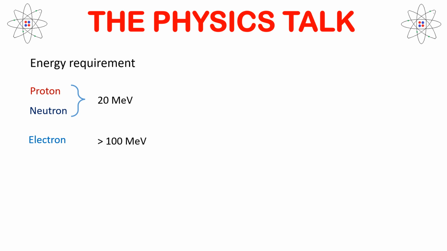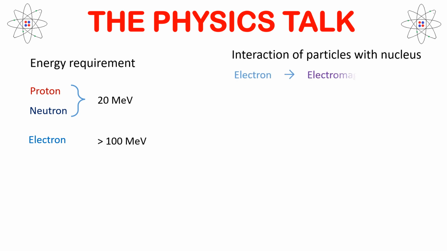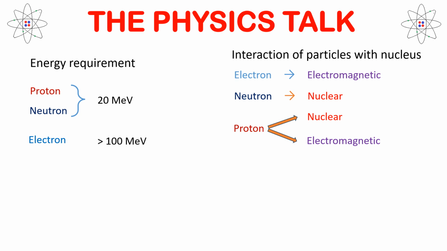Even then, electrons have one great advantage over protons and neutrons as probing particles. That is, electrons interact with the nucleus through electromagnetic interaction, which is very well known, whereas neutron interacts with the nucleus through nuclear interaction, which is more complicated, and proton interacts with the nucleus through both nuclear and electromagnetic interactions, making it even more complicated. Thus, electrons are most suitable as probes.